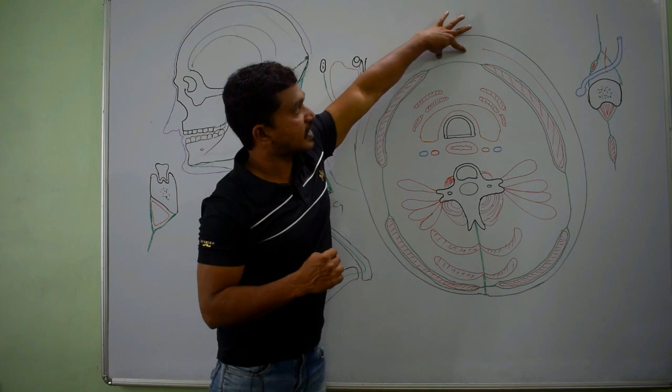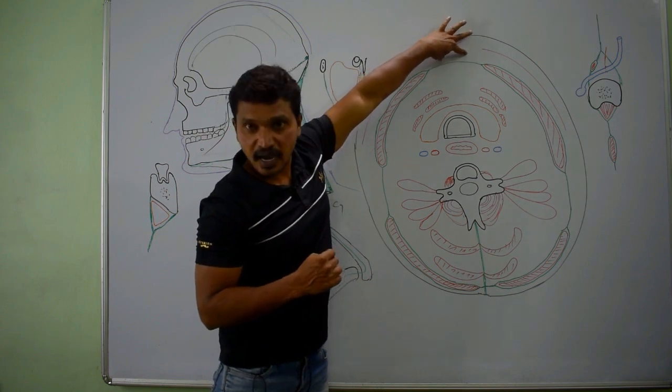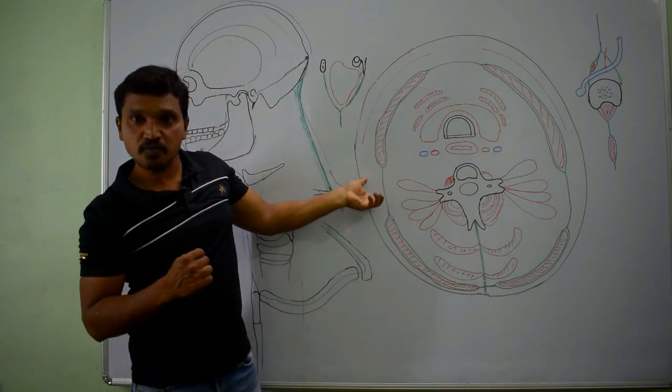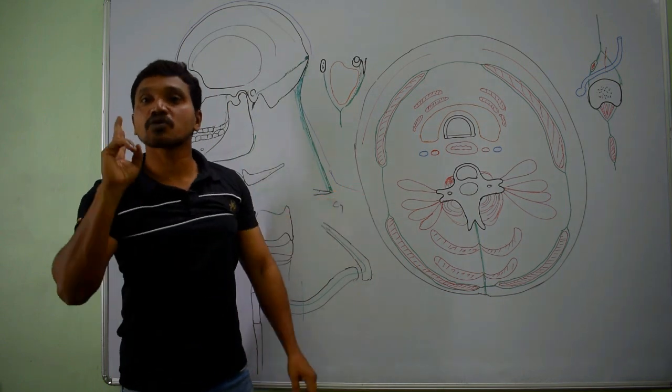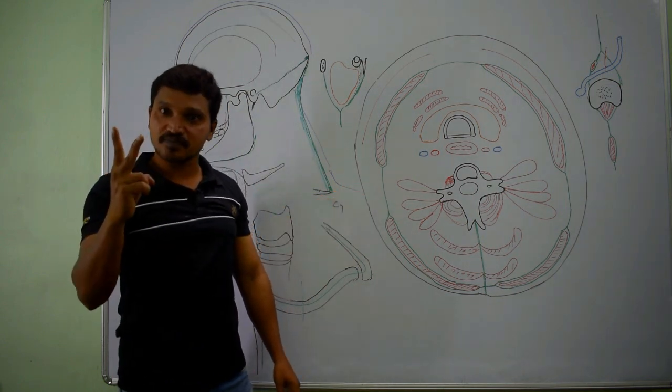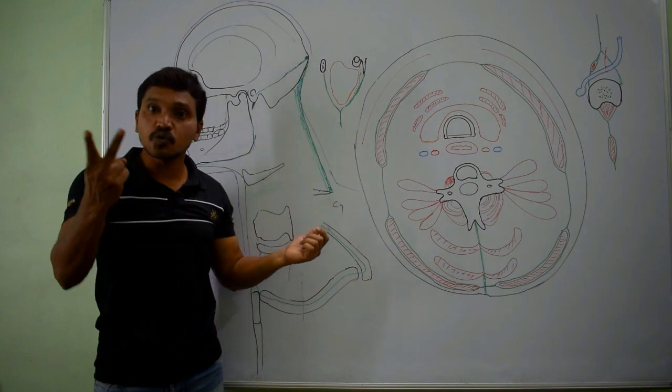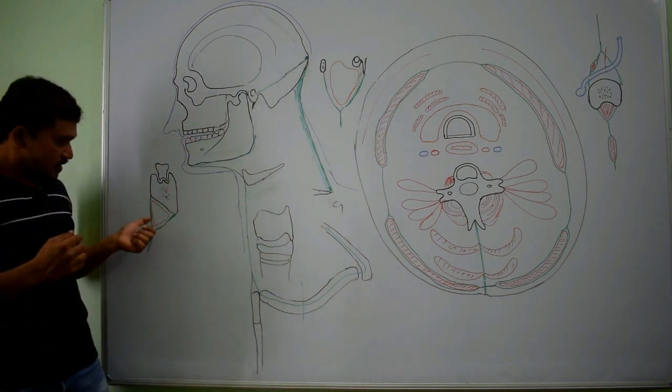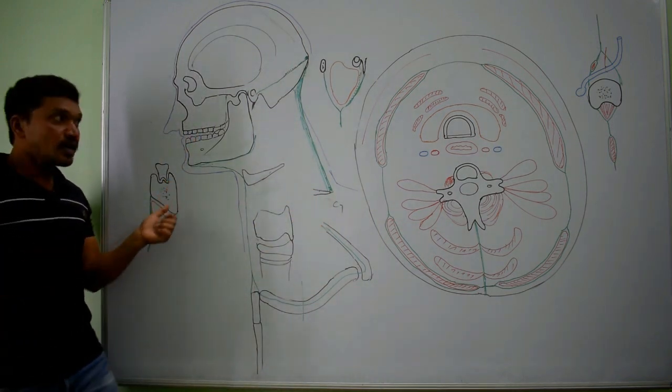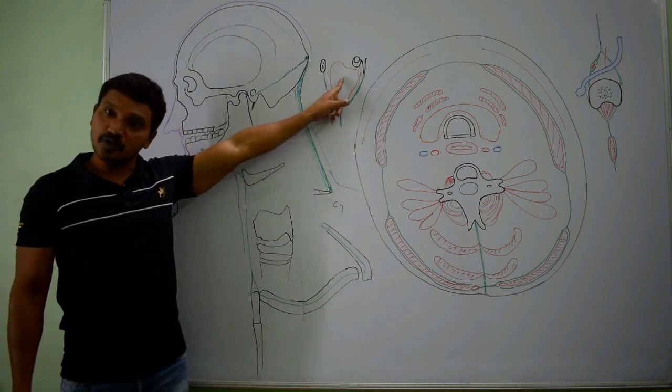See, this is the anterior triangle here. It is forming the roof for the anterior triangle. Here it is forming the roof for the posterior triangle. So it is forming the roof for the two triangles. Then here it is enclosing the two glands. See here, it is enclosing the submandibular gland and it is also enclosing the parotid gland.